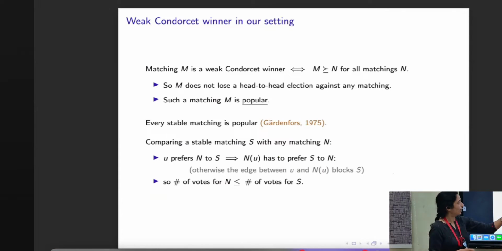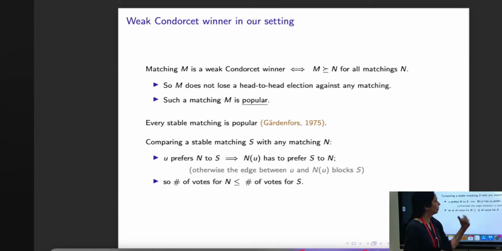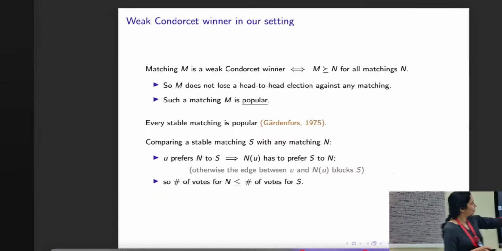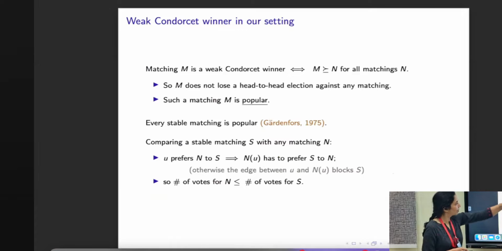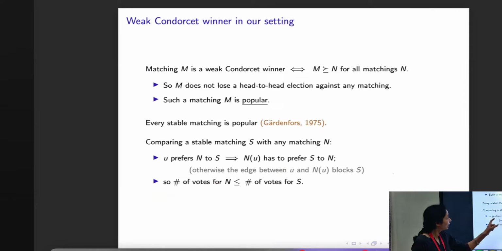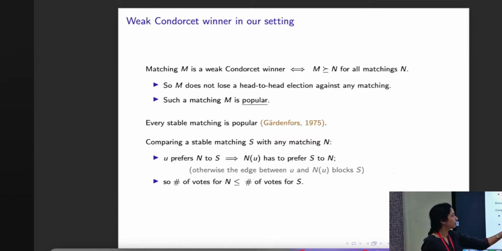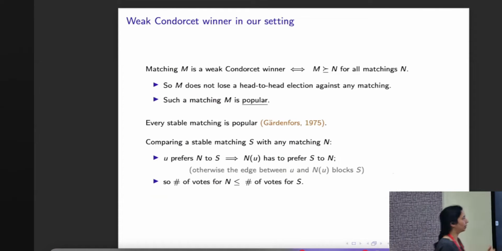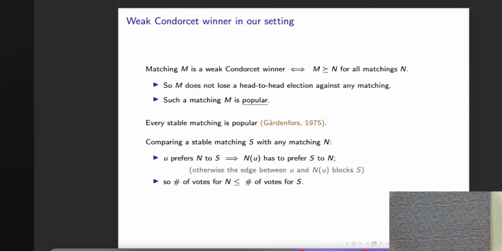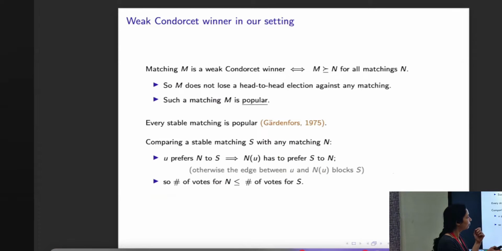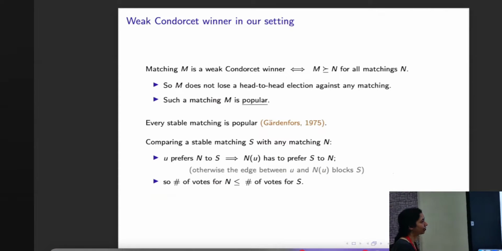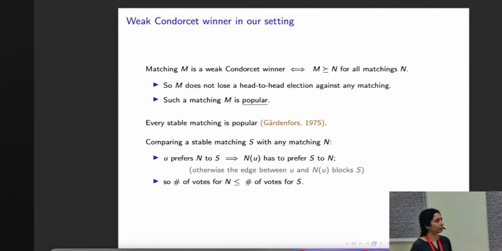So let's hold an election between a stable matching S versus any matching N. If some vertex U casts its vote for the rival matching N, then U for sure is matched in N, otherwise there is no question of preferring the other matching to S. Its partner in that rival matching has to prefer the stable matching to N. Why is it? Otherwise, if both U and its partner in N prefer each other to the respective partners in S, then the edge between U and its partner blocks S, whereas we know a stable matching has no blocking edge. Is this argument okay?